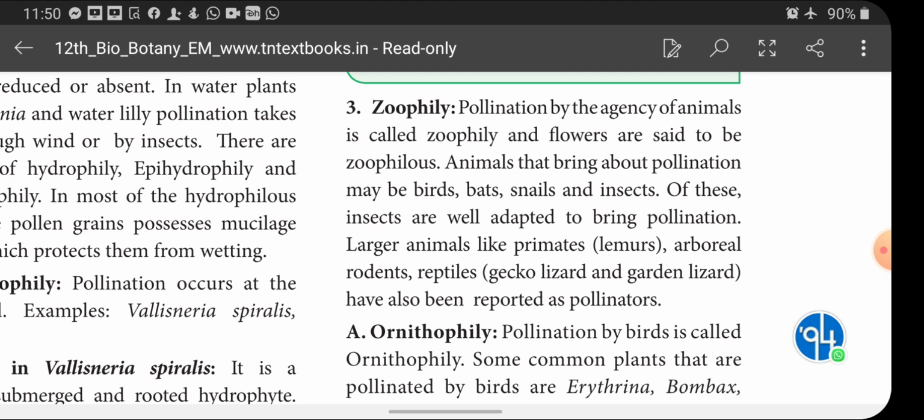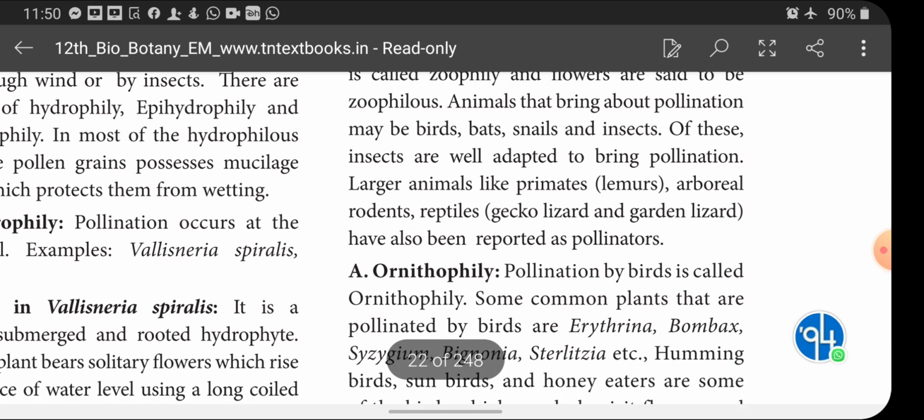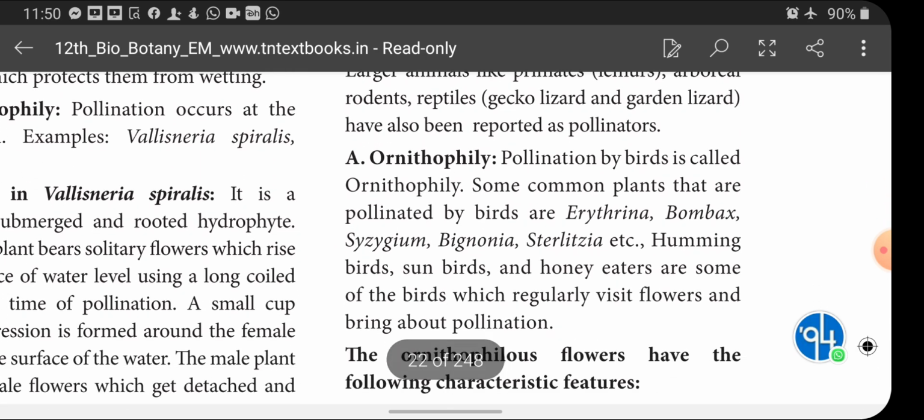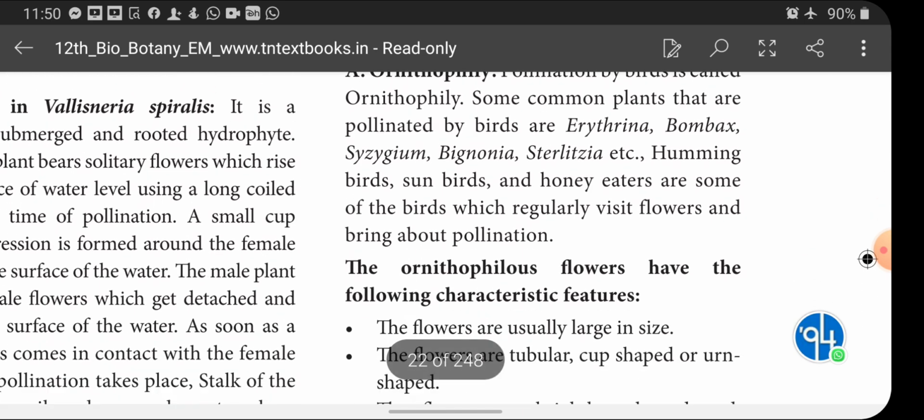Ornithophily. Ornitho, the word itself you could understand, the study of birds is called ornithology. And ornithophily means pollination by birds. Some common plants that are pollinated by birds are Erythrina, Bombax, Syzygium, Bignonia, Strelitzia, etc. Hummingbirds, sunbirds, and honey eaters are some of the birds which regularly visit flowers and bring about pollination.